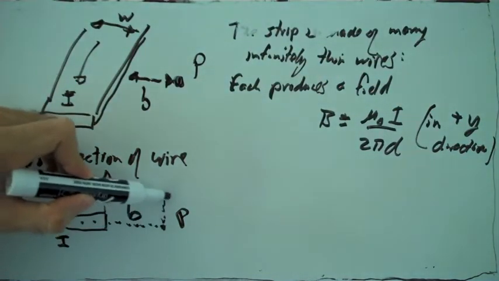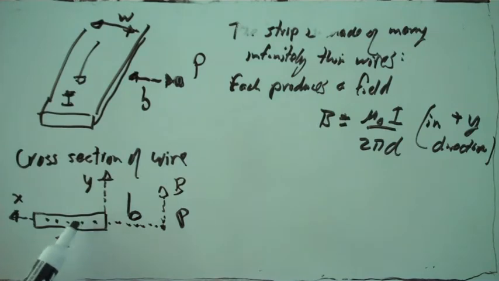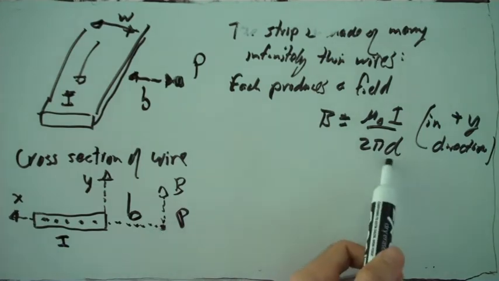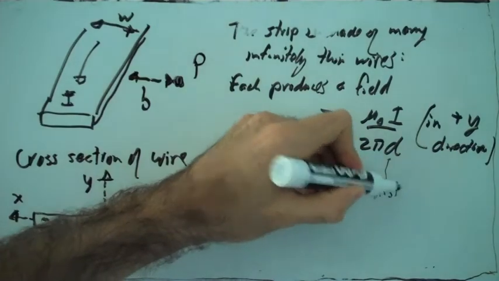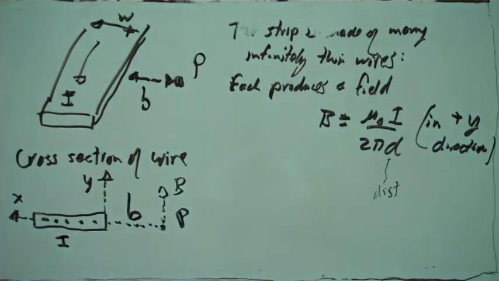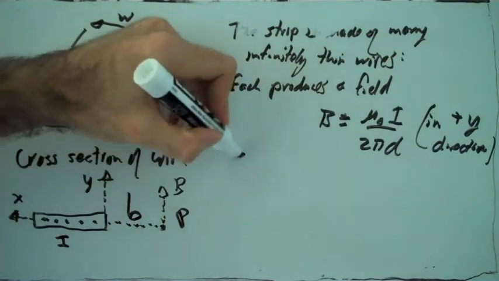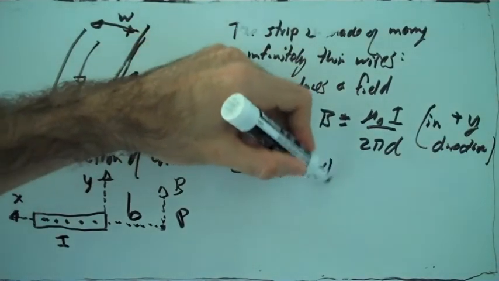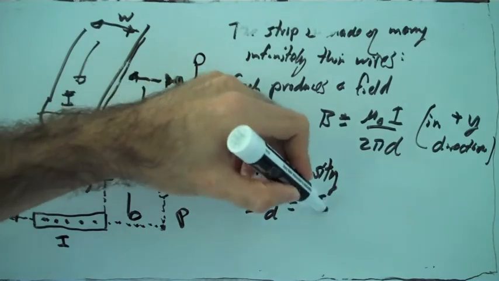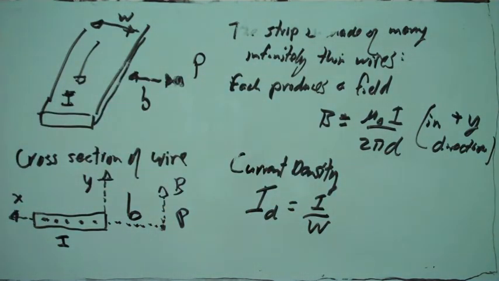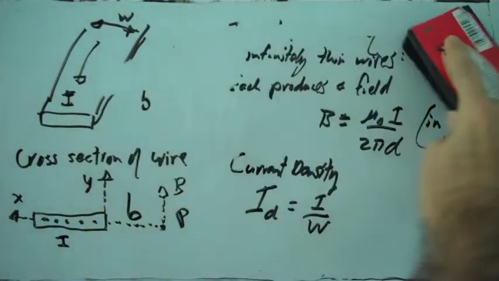Well, because the current is flowing out of the page for each of these infinitely thin wires that make up the flat, thick wire. So the magnetic field at this point is pointing up. And d here is the distance between each of these infinitely thin wires and point P. So to calculate the total field, we have to use this concept of current density, where the current density is the total current through the flat, thick wire divided by the width.